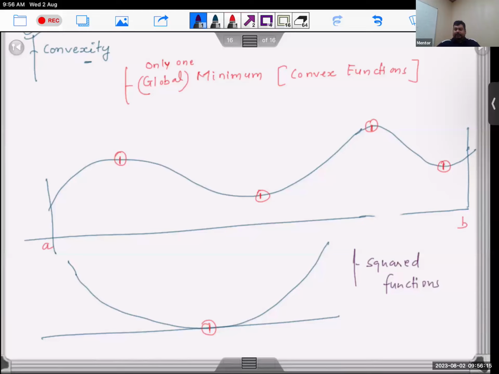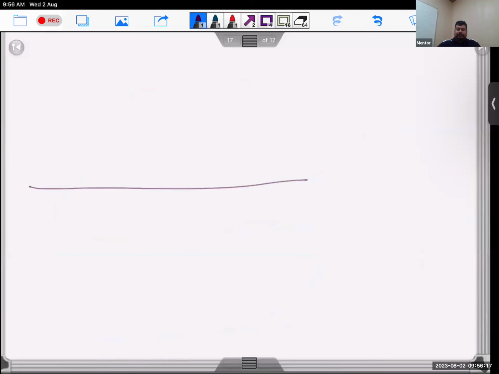Okay, I want to ask you this. Is absolute also convex? Yes. This is also convex, right? You can draw this absolute even above. Is this convex? Yes, right? Global minimum only. So basically, when there is only one root for a function, it is called convex.